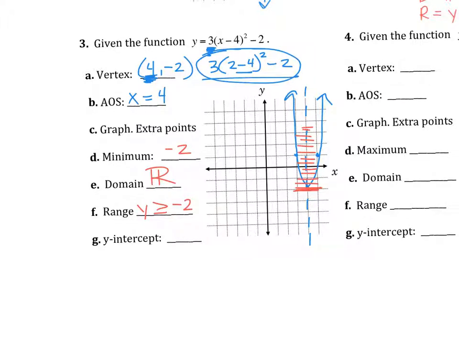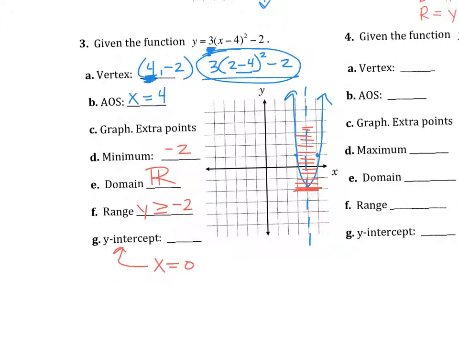Okay, y-intercept. We haven't talked about this one. How do you find a y-intercept? You have to find y. We want the y-intercept. Where is it going to hit the y-axis? What's your x value on your y-axis? 0. So when you're trying to find a y-intercept, just plug in x equals 0.